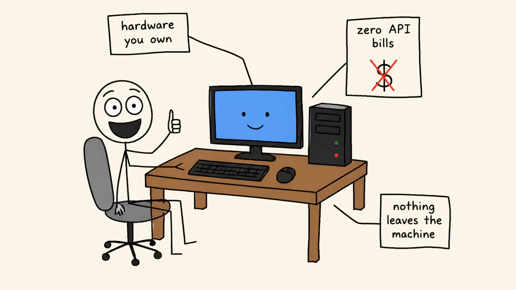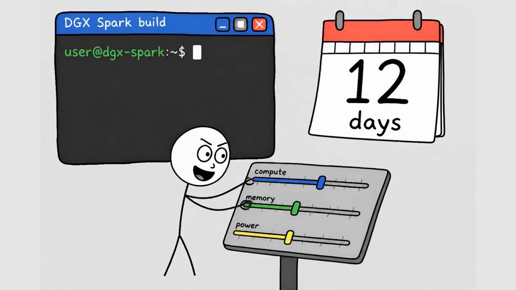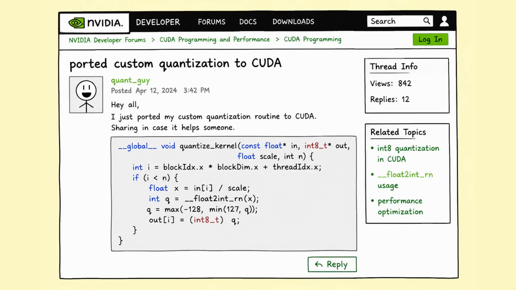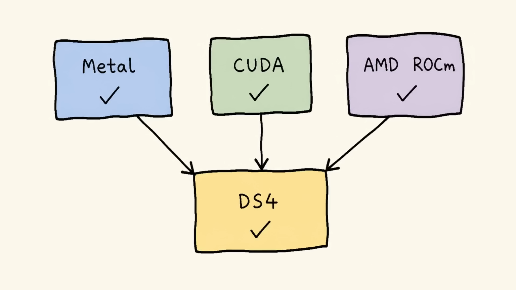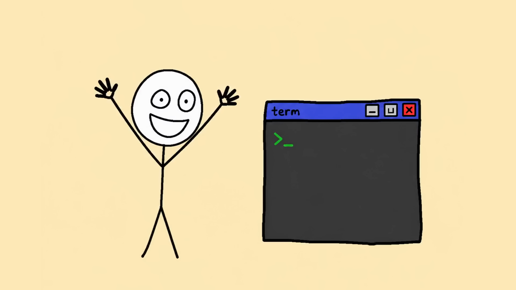And you can kind of see the same energy in the people who piled on. A Japanese engineer spent 12 days squeezing performance out of the DGX Spark build, which is the kind of benchmark chasing that used to need a whole data center team and a budget. On the NVIDIA forums, a community contributor ported the custom quantization scheme to CUDA at the same moment Antirez was writing his own CUDA backend. Just a little race in real time. Metal, CUDA, and an AMD ROCm branch all came alive within weeks. That's not hype. That's builders showing up because the thing works.